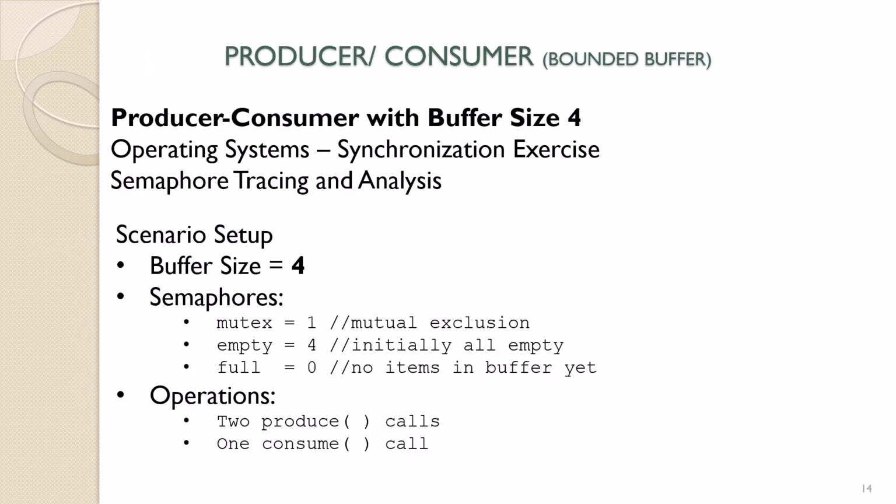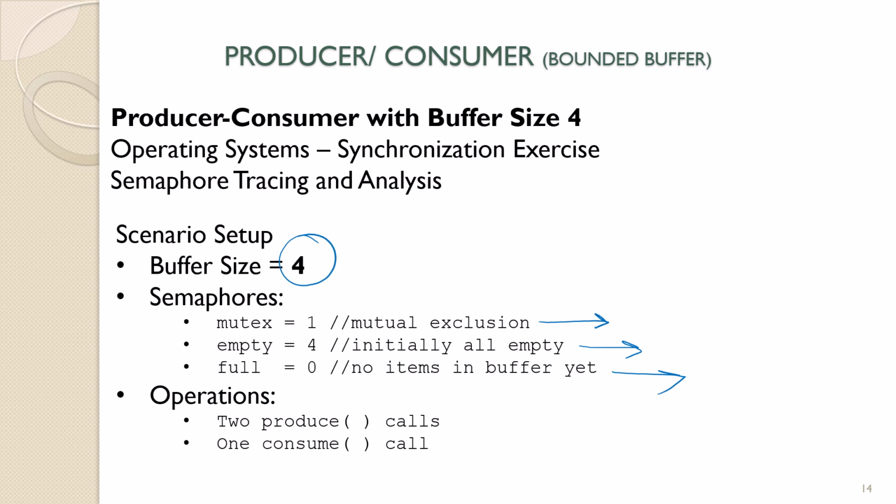Right, so here's an exercise where you can track it. Our buffer size is 4. That means we have 4 buffers. Our mutex will be initialized to 1, so whoever gets there first is going to hold that and be able to get in there. We're going to initialize empty to 4, and we're going to initialize full to 0.